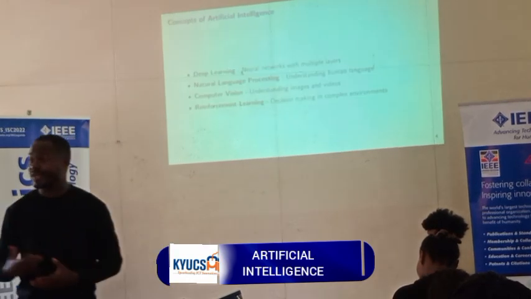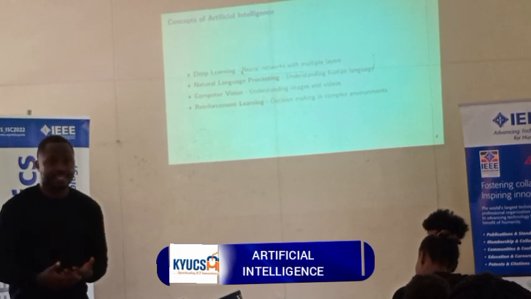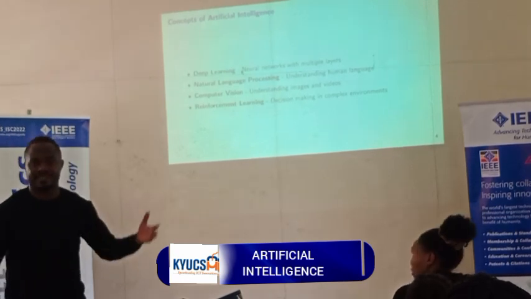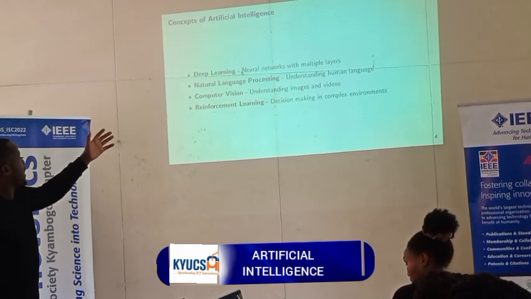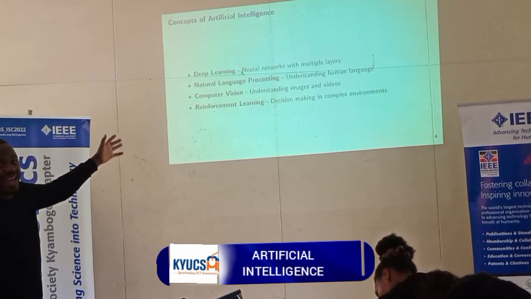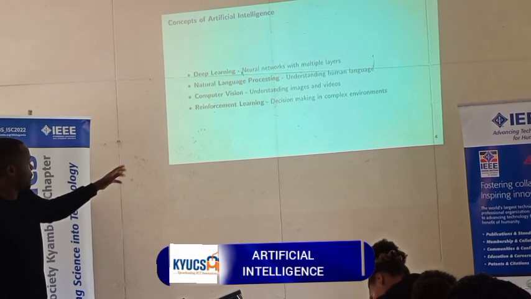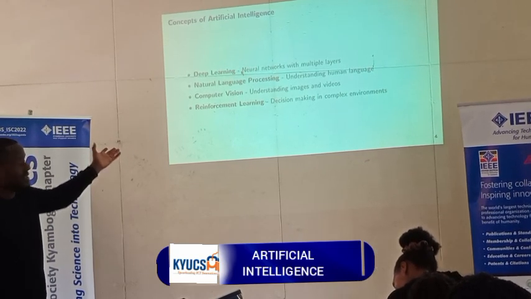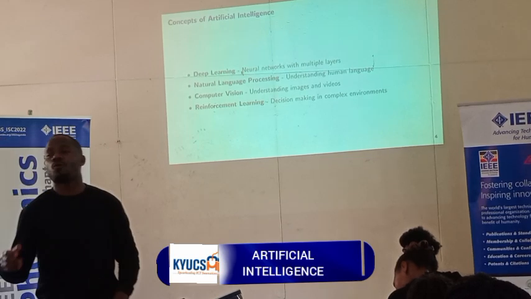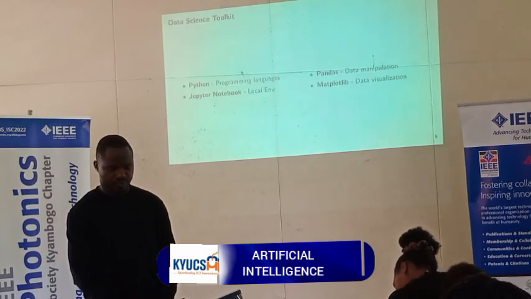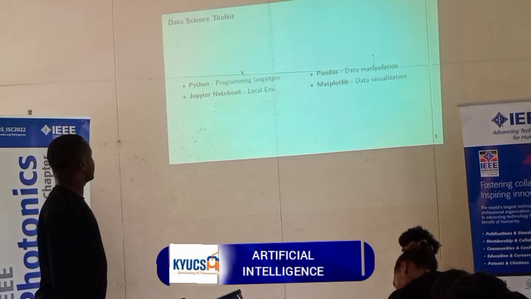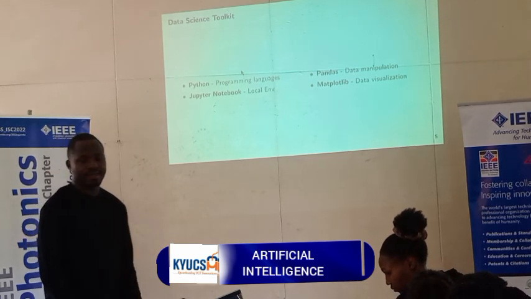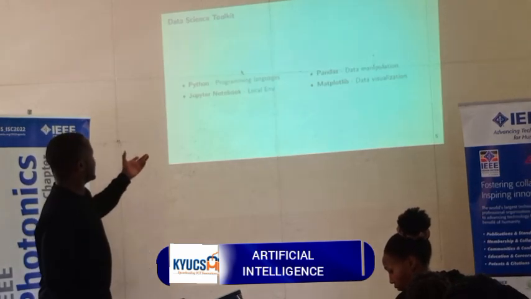Besides the chatbot that we all know, where you ask it coursework questions and it gives you responses, there is computer vision, natural language processing, deep learning networks, the neural networks, and reinforcement learning, where we make decisions in complex environments. That is another way that we can think about AI. Let me go through this very fast.